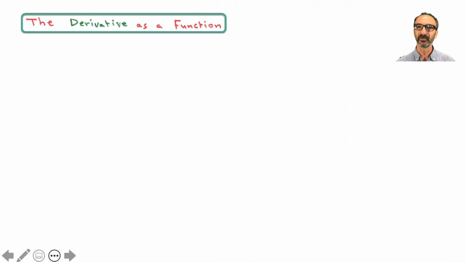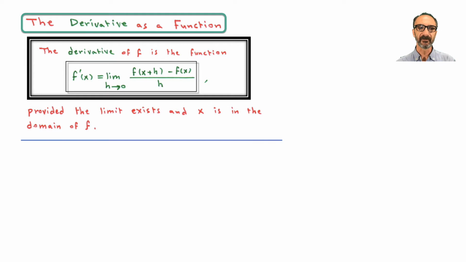Okay, now we have the derivative as a function. That's the second section for the idea about derivatives. The first one was the introduction. Now we have it as a function. The derivative of f is a function. It's already a function. f prime of x equals the limit of f of x plus h minus f of x over h as h approaches 0, provided that the limit exists, of course, and x is in the domain of f. Now, what do I mean by it's a function?